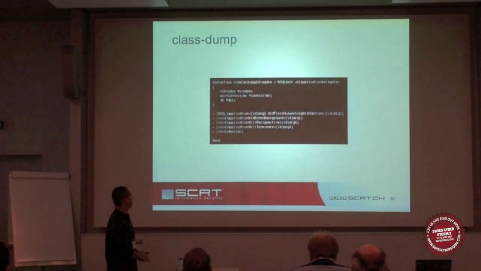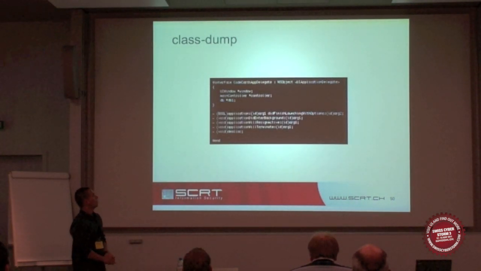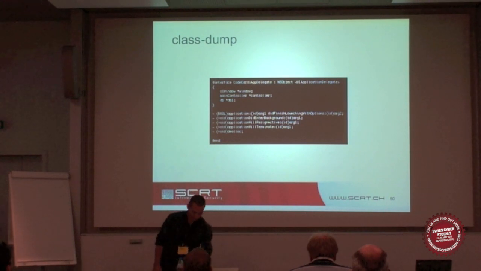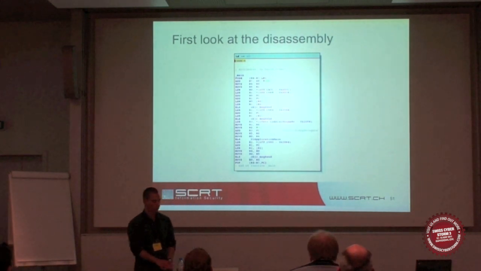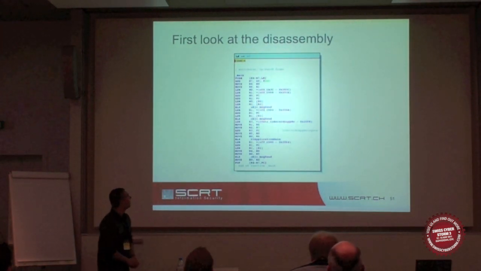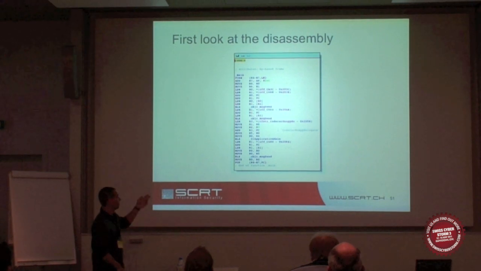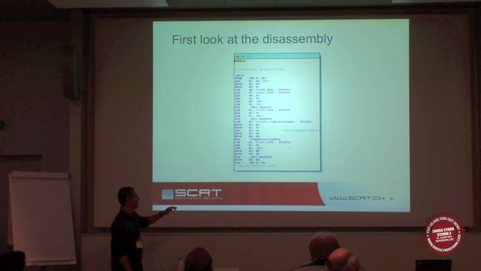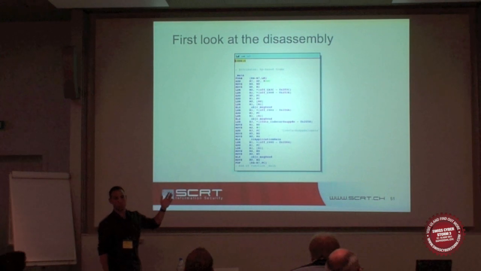So if we look with class-dump at our binary, we can see that we have the main class, which is derived from UIApplicationDelegate, which implements a few methods. We will come back to that later, so we use this dump later. And if we start looking at the disassembly, for example at the main function, we'll see there are 3 calls to objc_msgSend. And I guess they are pretty meaningful.